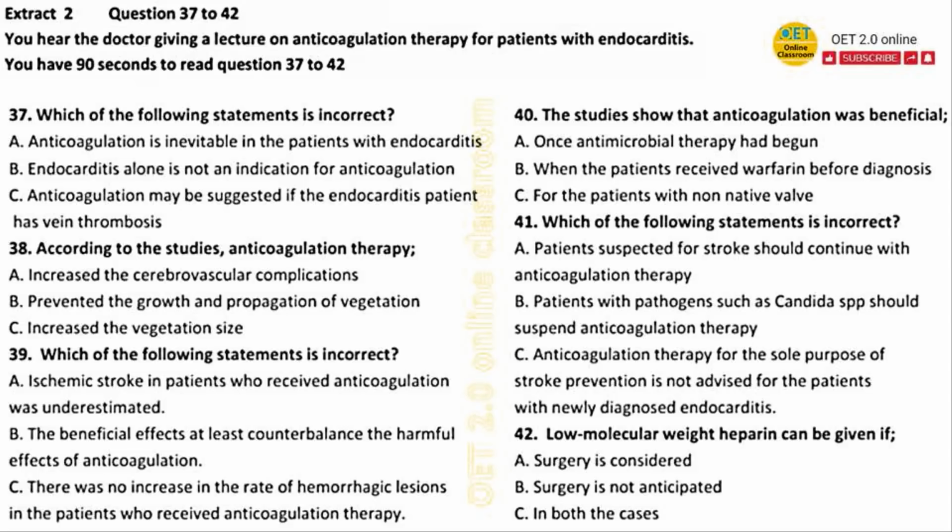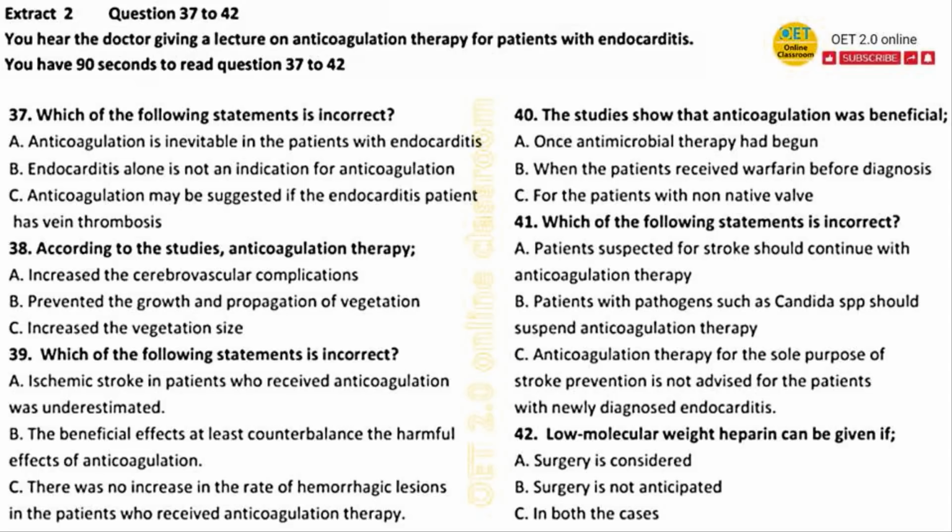Significantly, these studies revealed that there were only beneficial effects of anticoagulation if the patient was receiving warfarin before the diagnosis of endocarditis and initiation of antibiotic therapy. No benefits from anticoagulation were seen once antimicrobial therapy had begun. Therefore, starting anticoagulation and antiplatelet therapy for the sole purpose of stroke prevention is not advised for patients with newly diagnosed endocarditis.